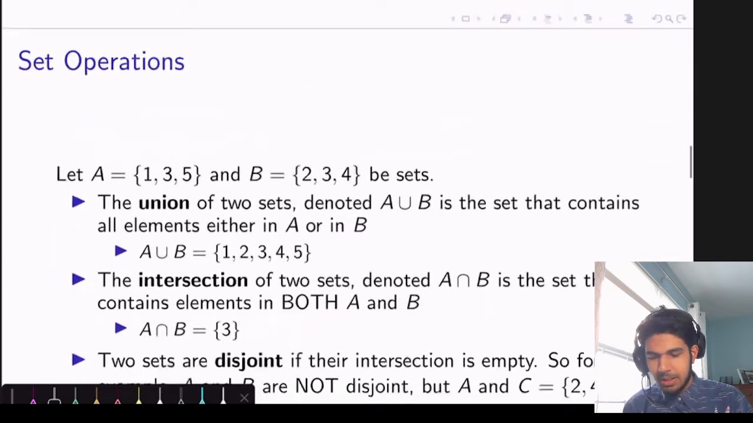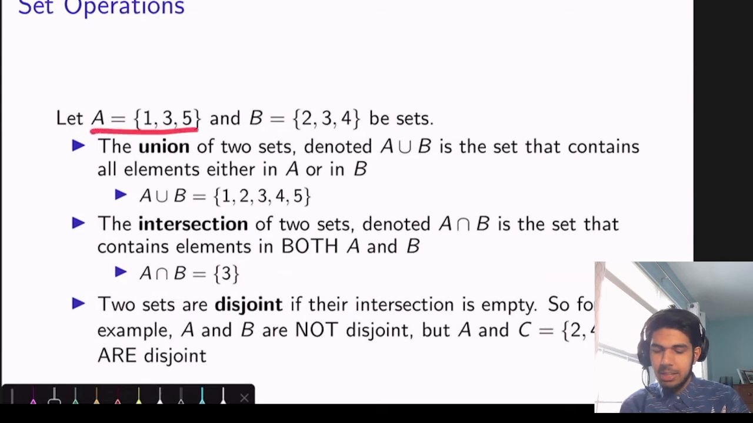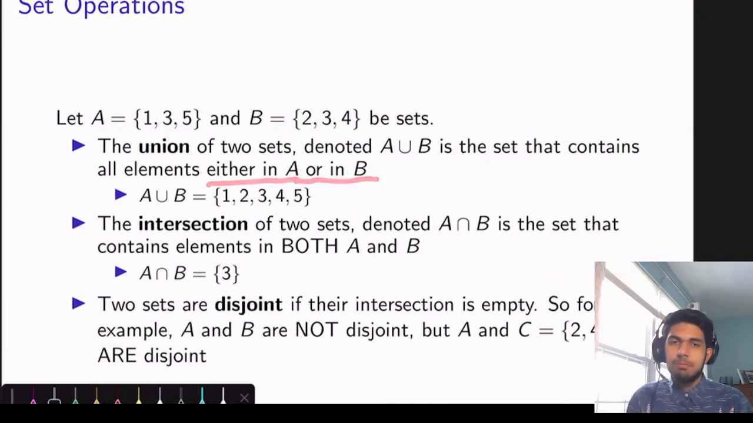Great. Now let's discuss some set operations. We've discussed a lot of definitions. These are some more definitions, but they relate to how we can operate on sets and create new sets. For the examples, we'll let A be this set, 1, 3, 5, and B is 2, 3, 4. First is the union of the 2 sets, and that's denoted as A, then this U symbol, B. I just call that union, I think most people do. So A union B is the set that contains all elements in either A or in B.